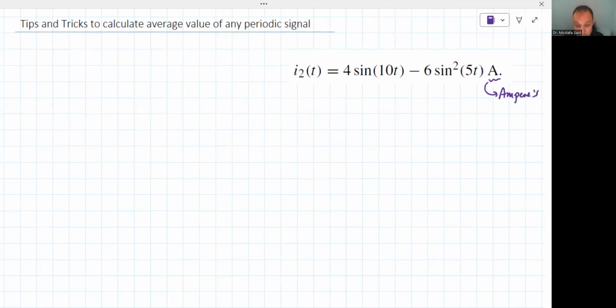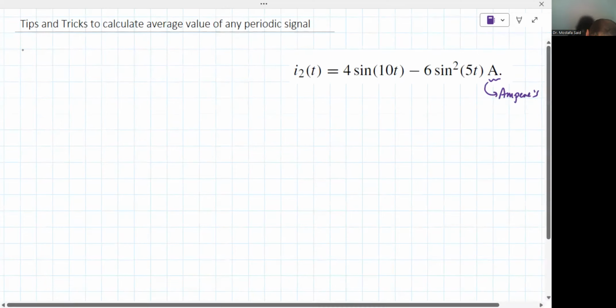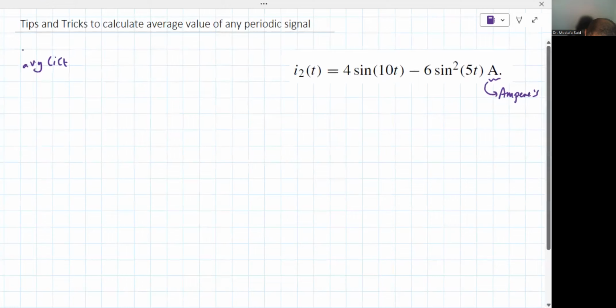Okay, so how to do that? Let's write down the definition of an average and see how we can apply it. The average of i(t) will be like that: 1 over the period. This is a periodic function, he said so in the question. He was asking to find the average and RMS value of the following periodic function. That's not our problem now. Our problem is to find the average and RMS, in this video, the average only.